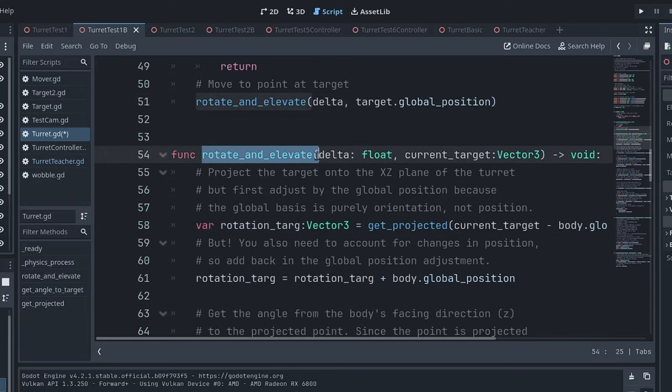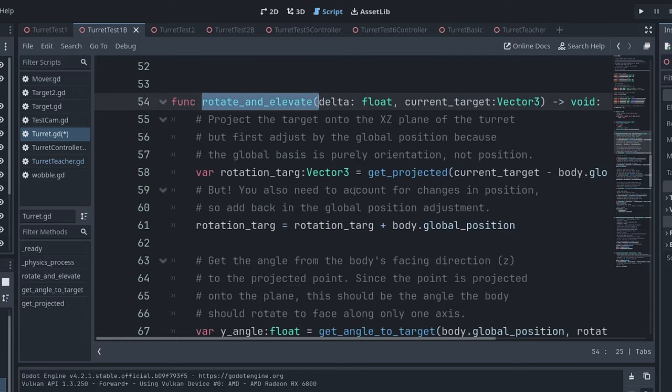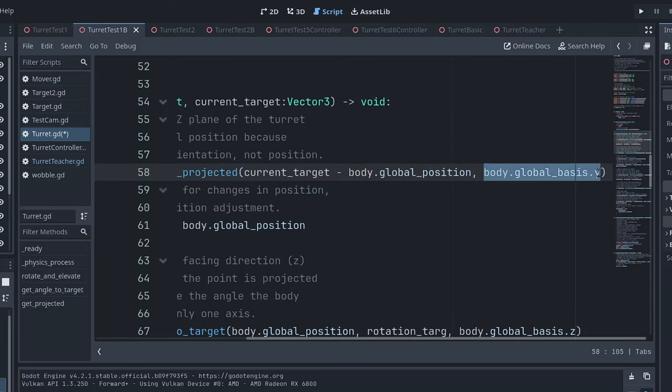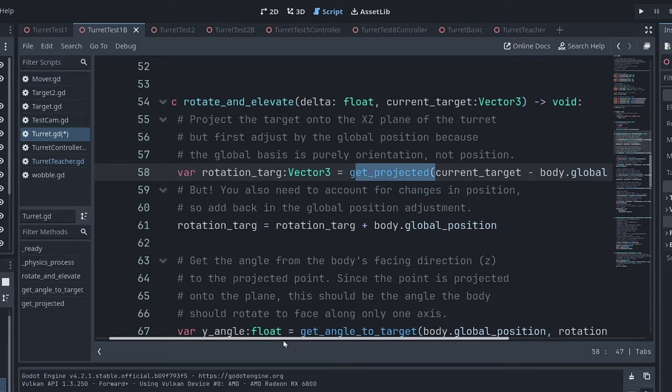Rotate and elevate is where all the important calculations take place, with the exception of two helper functions called by rotate and elevate. The first thing we do in this function is we're going to get a variable that I called rotation targ, which is the position of our target when projected onto the plane of rotation. So we're going to call this function getProjected. I'll talk through that in just a moment. It takes as input the current target minus the global position of the body, because the plane that we're projecting onto is going to be positioned at the origin. So we need to maneuver our current target relative to that origin. Now later, we're going to add back in the body.globalPosition. The second input is the vector that is the normal vector of the plane we're projecting onto. A normal vector is simply a vector perpendicular to the plane that can be used to sort of define the plane.